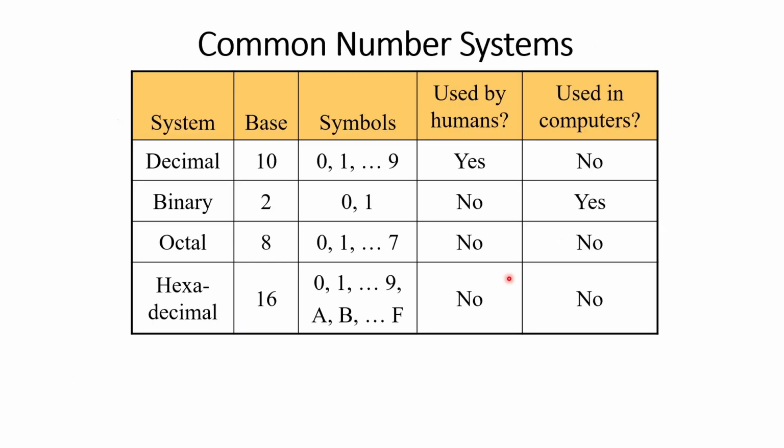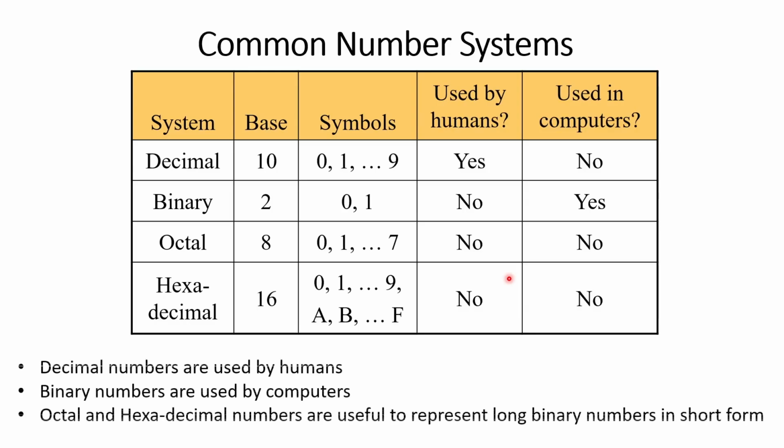Examples: decimal, base 10, symbols 0 to 9; binary, base 2, symbols 0 to 1; octal, base 8, symbols 0 to 7; hexadecimal, base 16, symbols 0 to 9, and then A to F. Decimal numbers are used by humans, binary numbers are used by computers, and octal and hexadecimal numbers are useful to represent long binary numbers in short form.